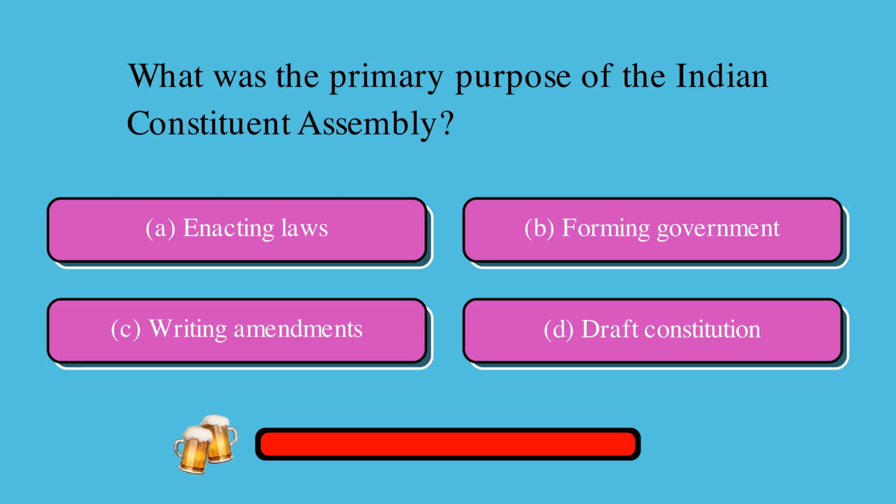What was the primary purpose of the Indian Constituent Assembly? Is it A, enacting laws, B, forming government, C, writing amendments, or D, draft constitution? The correct answer is D, draft constitution.